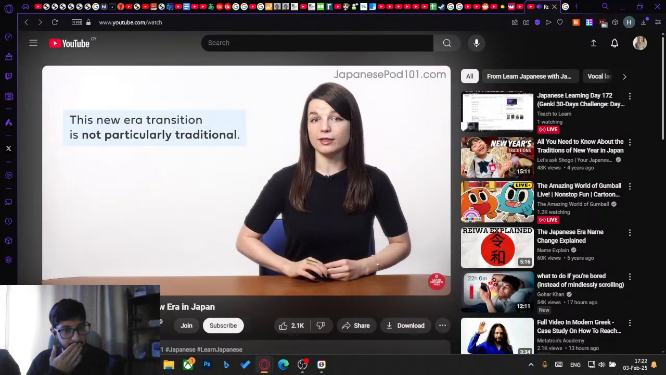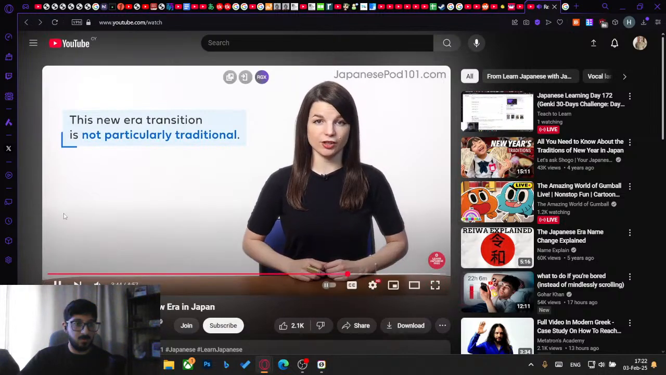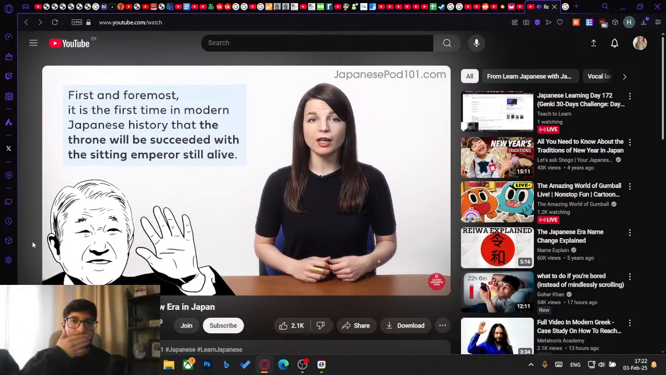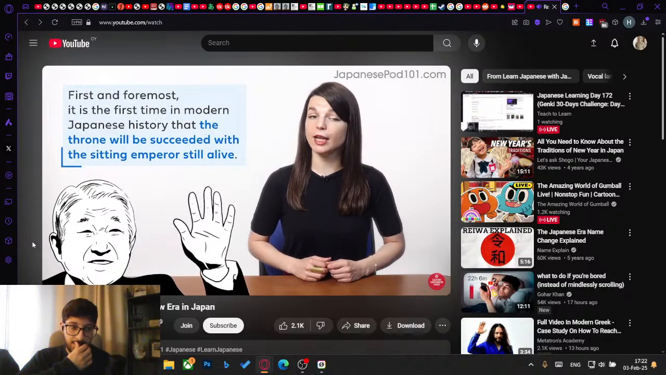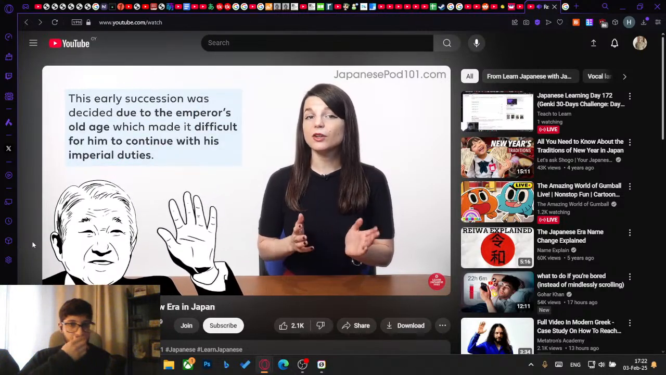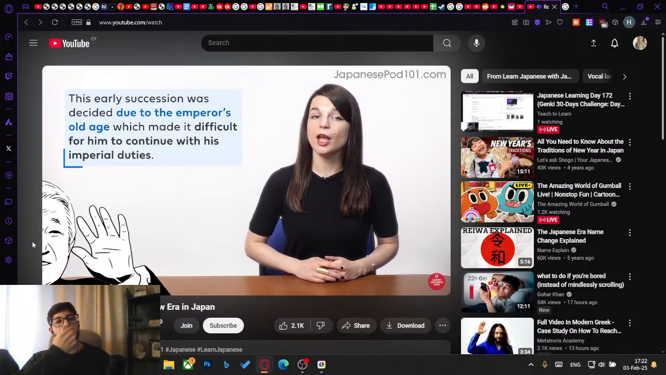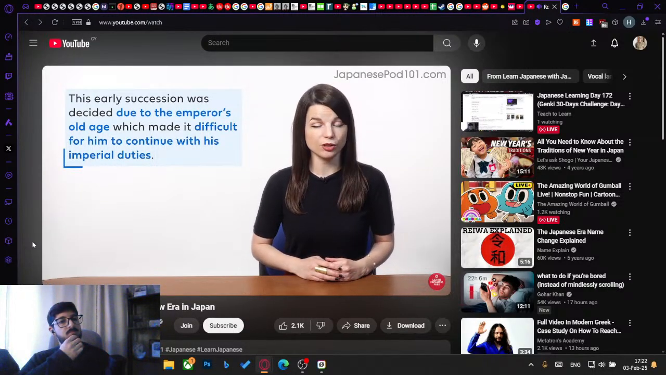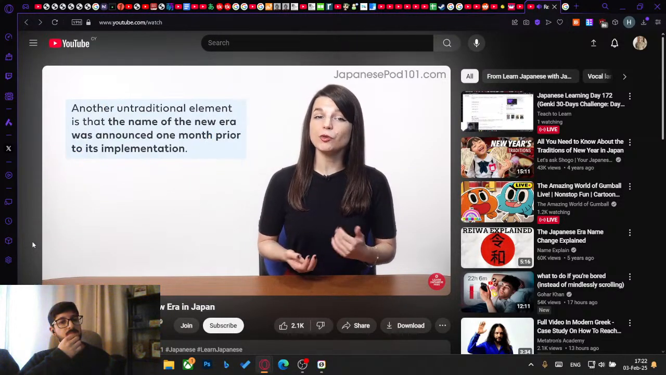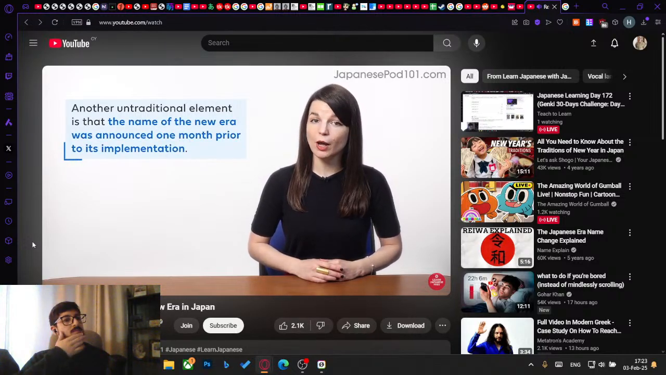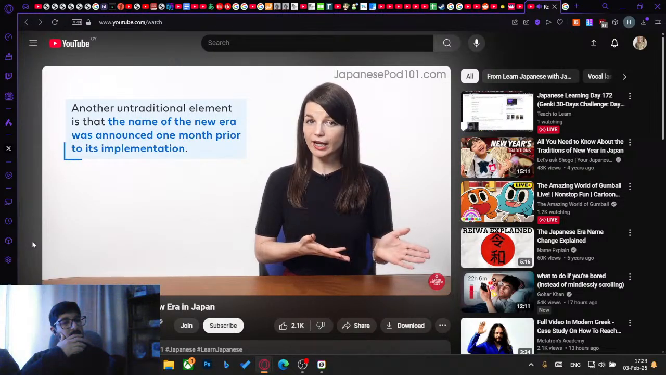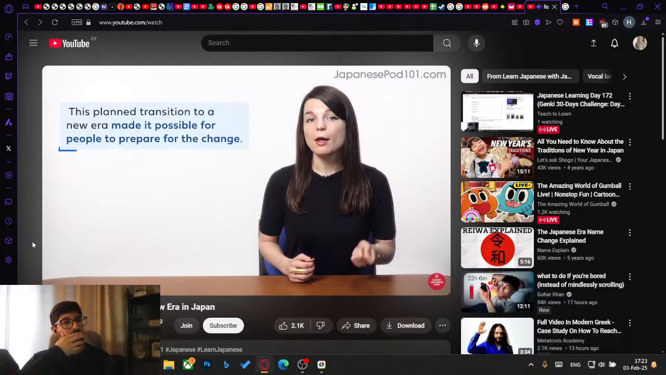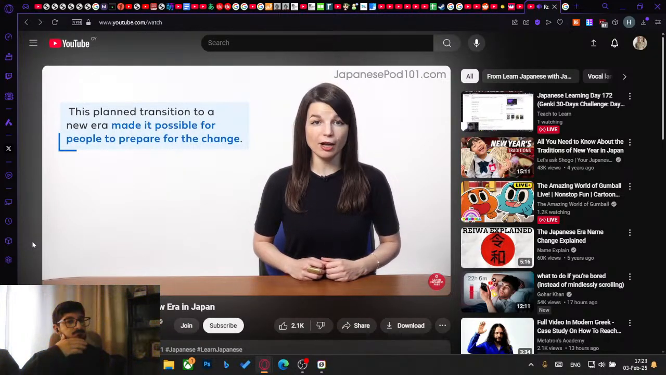This new era transition is not particularly traditional. First and foremost, it's the first time in modern Japanese history that the throne will be succeeded with the sitting emperor still alive. This early succession was decided due to the emperor's old age, which made it difficult for him to continue with his imperial duties. Another non-traditional element is that the name of the new era was announced 1 month prior to its implementation. This planned transition to a new era made it possible for people to prepare for the change.